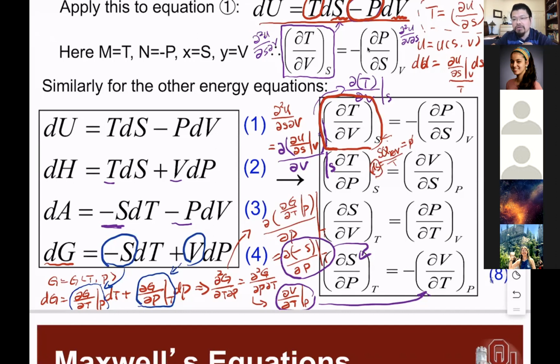So you can see that in order to measure dT over dV, keeping entropy fixed, it's actually not very straightforward. So this is why we hope to convert that into something else, okay?